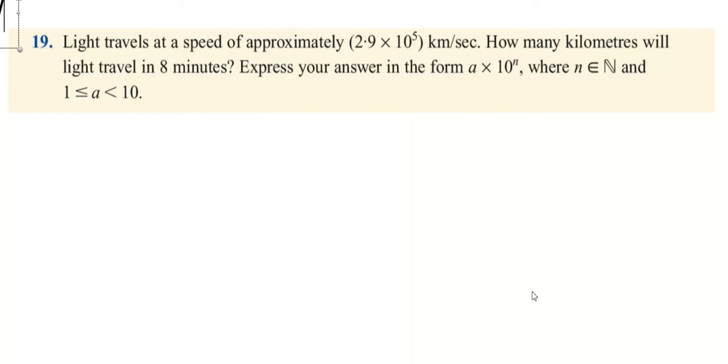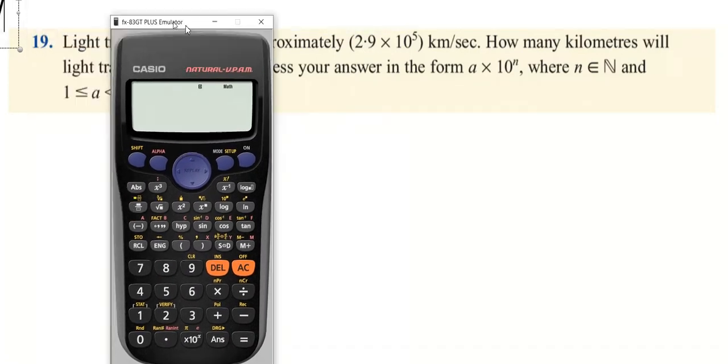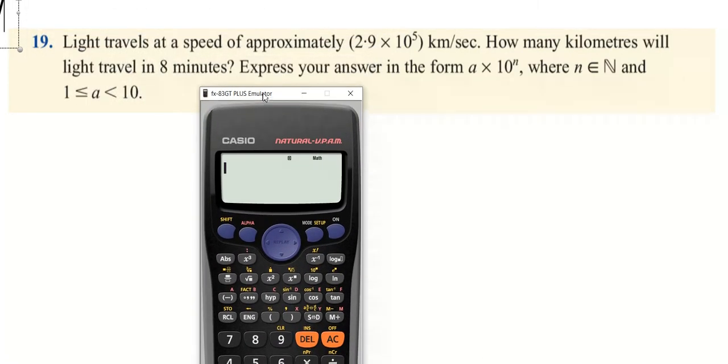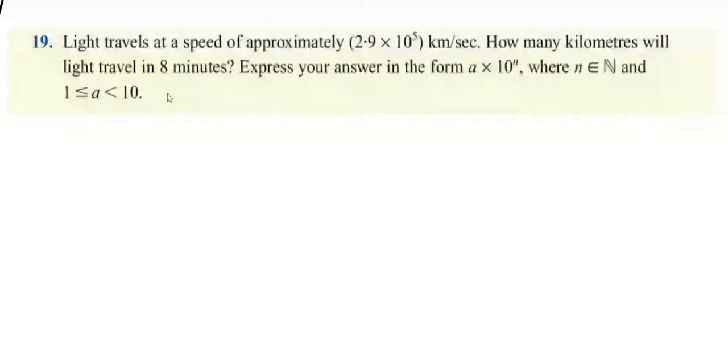Speed of approximately 2.9 by 10 to the 5 kilometers per second. How many kilometers will the light travel in 8 minutes? Express your answer in the form A by 10 to the power of n. Now, I'm going to have to multiply this number by what do you reckon? It's in kilometers per second. So how many seconds in 8 minutes? 8 multiplied by 60?